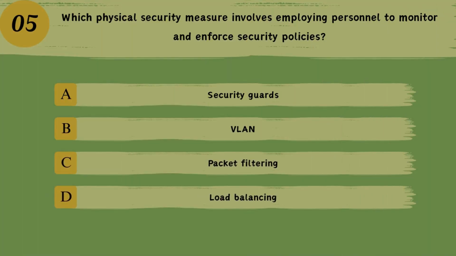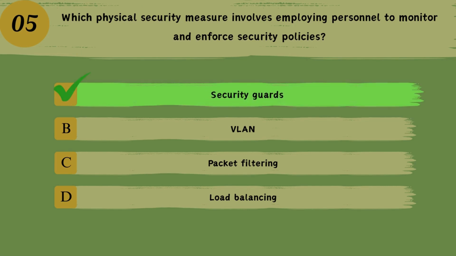Question 5. Which physical security measure involves employing personnel to monitor and enforce security policies? A. Security guards. B. WLAN. C. Packet filtering. D. Load balancing.